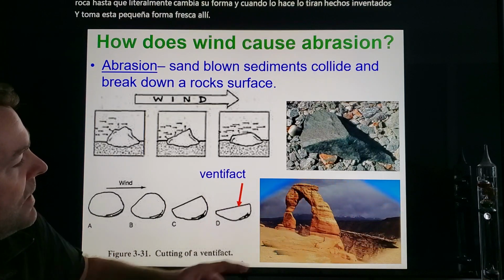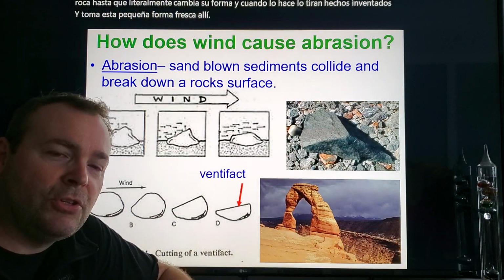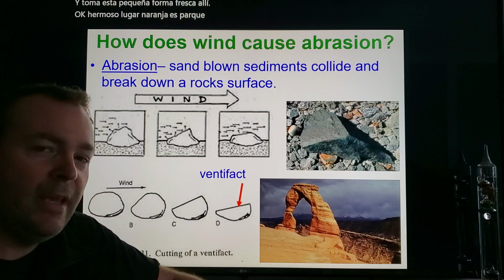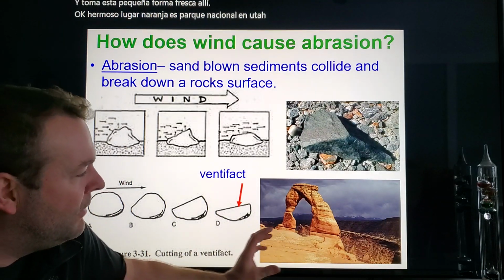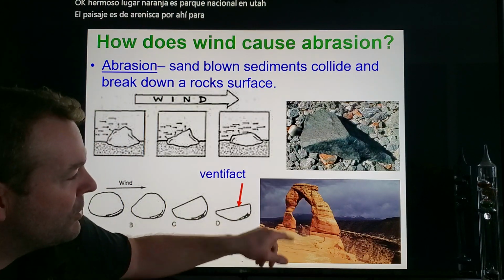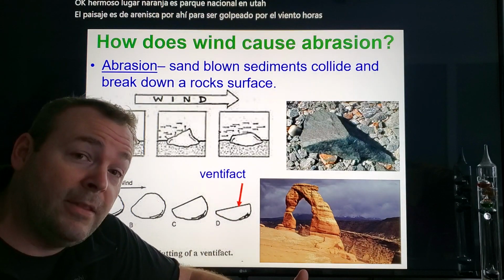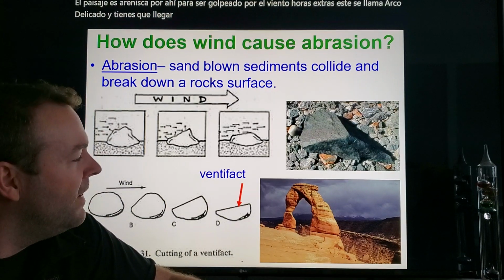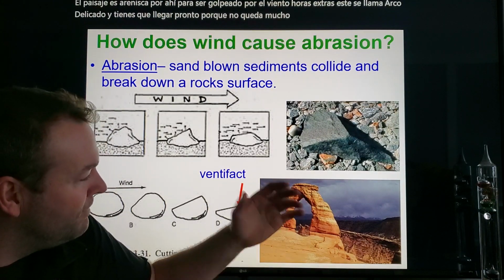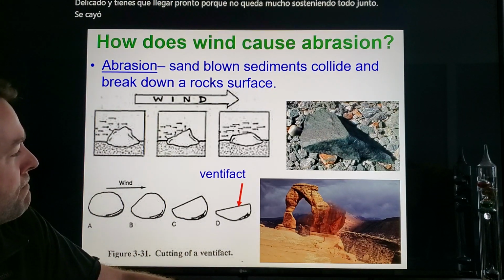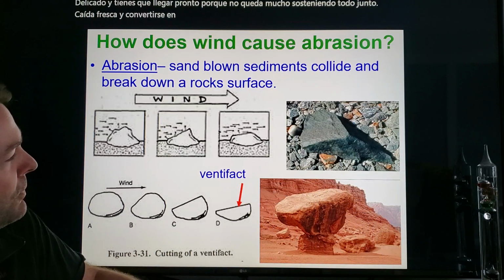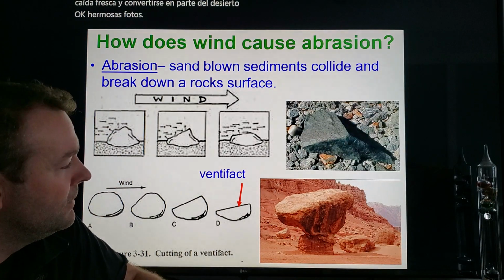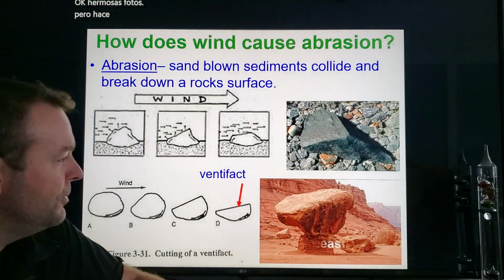Okay? That's a beautiful place, Arches National Park out in Utah, where the wind constantly sculpts the landscape. The sandstones out there get pummeled by the wind over time. This one is called Delicate Arch, and you better get there soon because not much left holding it all together. And it too will fall and become part of the desert landscape. Okay? Beautiful, beautiful picture. So again, erosion is a destructive force, but it makes beautiful pieces in nature.